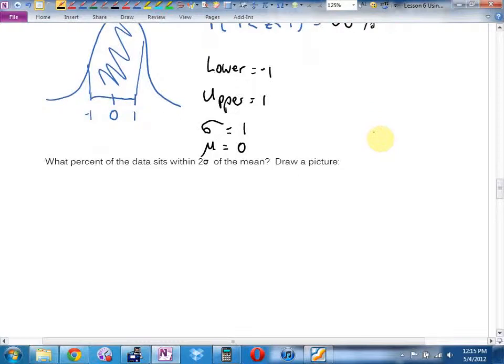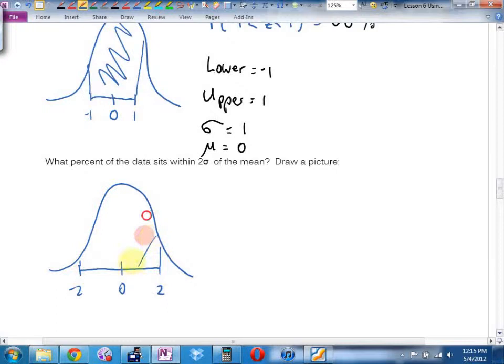What percent of the data sits within 2 standard deviations of the mean? Let's quickly draw a picture again. There's 0. That would be between -2 and +2. How much of the population is between -2 and 2?